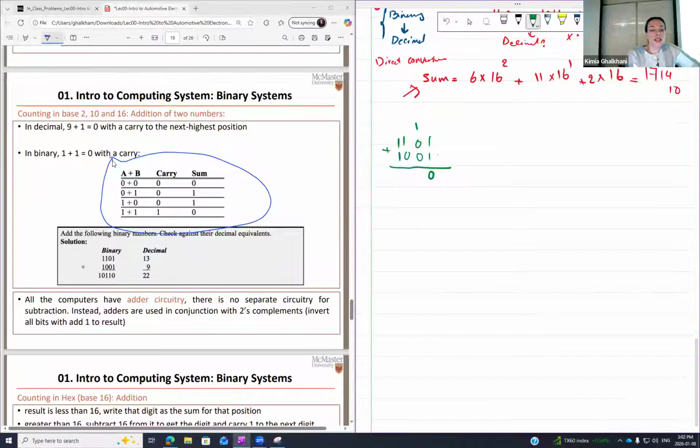Then I have 0, 0. I said 0, 0 is just 0. Carry and sum both are 0. But since I have a carry from the previous step, it becomes 1. How about 1 and 0? 1 and 0, carry is 0, sum is 1. Therefore, 1 and 0 is 1. 1 and 1, I already said, I have a carry and I have sum. Make sense? You got it? That's how we add up two binary numbers.